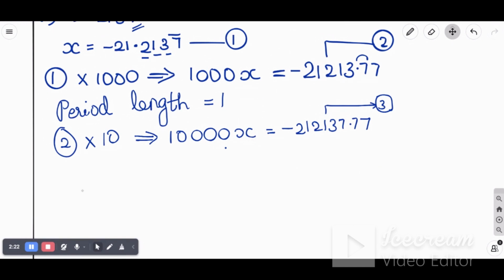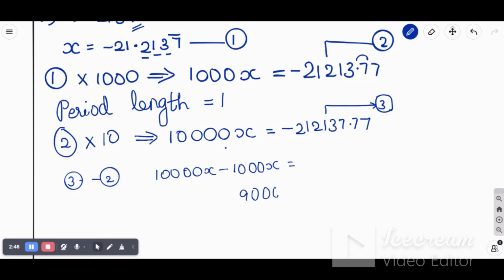The first will be equation number 3 minus equation number 2. I'm writing equation 3 on the top: 10,000x minus 1000x. What is 10,000 minus 1000? It is very clear, it obviously makes 9,000x.